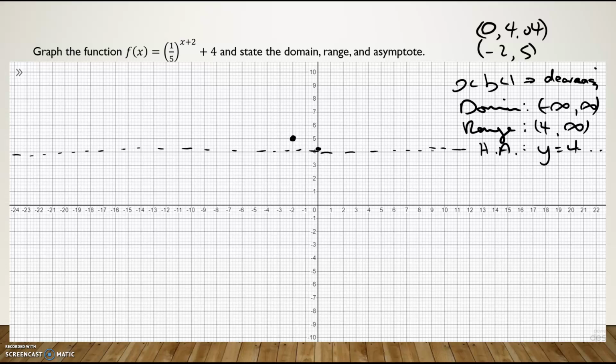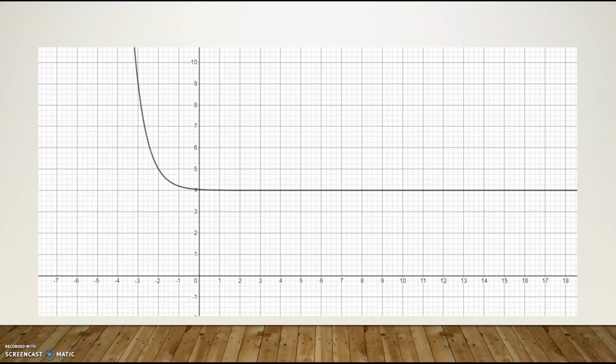So it should be coming from this direction right here and getting closer and closer and closer to this asymptote. Okay, now this is what it should look like. Notice there's our horizontal asymptote, y is equal to 4. Now we have a y-intercept just a hair above that 4, so that's probably 4.04. And then we have (-2, 5). There's our point right there, so that's what we got as well. And notice it is a decreasing function.